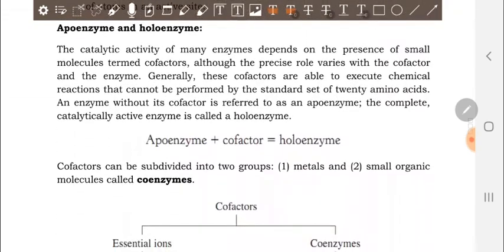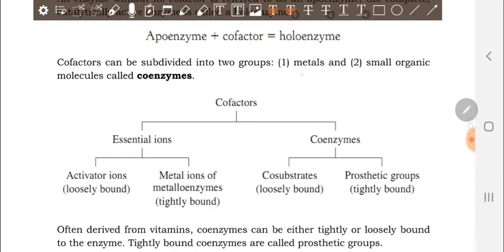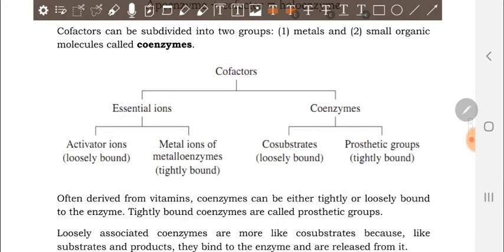Next, coming to the different types of enzyme, apoenzyme and holoenzyme. Apoenzyme is nothing but the protein part of the enzyme, and holoenzyme is the apoenzyme together with other cofactors. Cofactors are nothing but metal cofactors or organic cofactors. Organic cofactors are called coenzymes, and metal ions are called cofactors. So we can classify this.